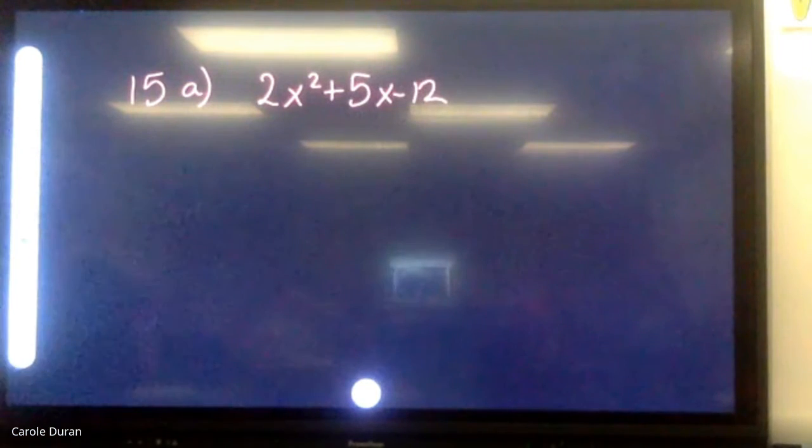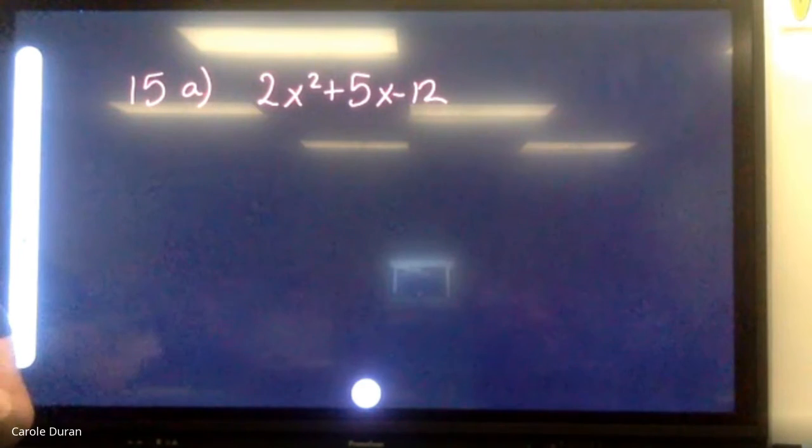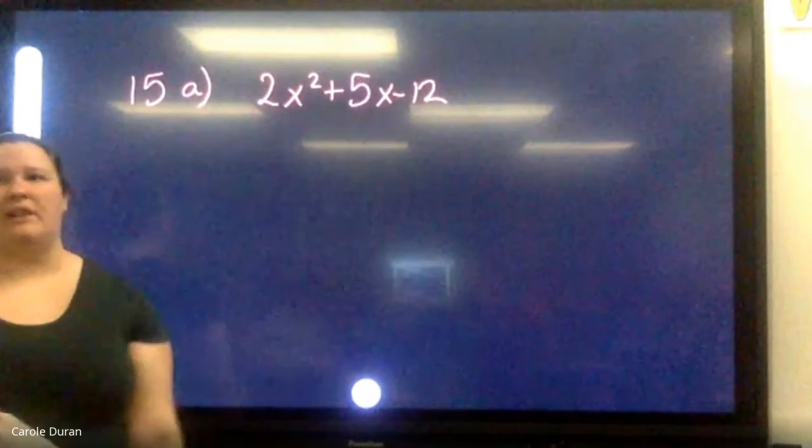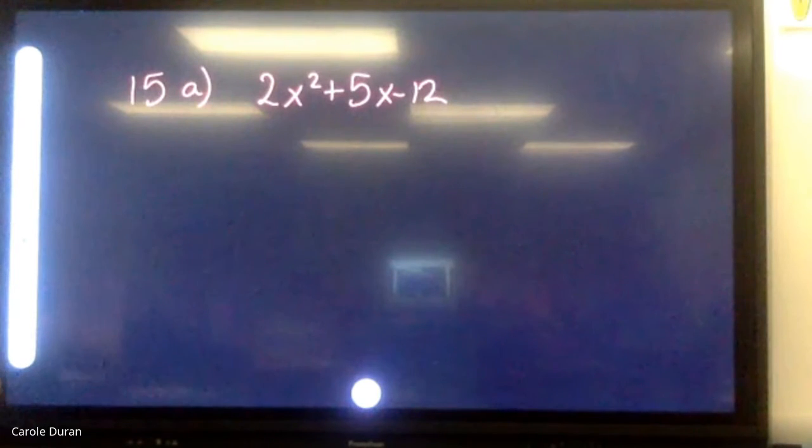This is not a difference of squares because it's not two terms. It's also not a difference of cubes or a sum of cubes because it's not two terms. And it's also not a perfect square trinomial that's going to factor into the same thing twice, because 2 is not a perfect square and neither is 12, which means this one is just good old-fashioned factoring. When I'm good old-fashioned factoring, because I know it's been a hot minute since we've done it, I always look for a common factor first.